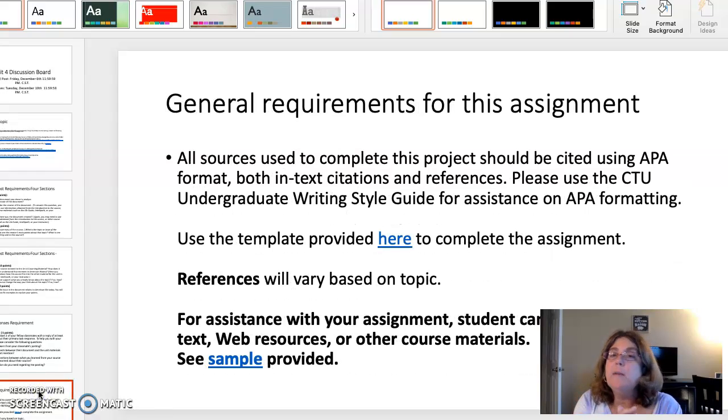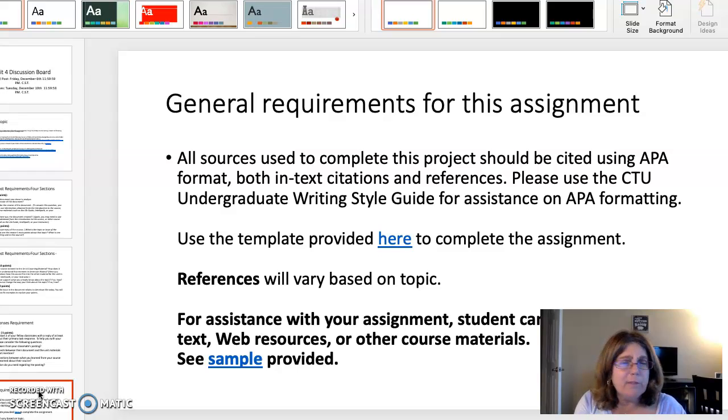So the general requirements for this assignment: all sources used to complete this project need to be cited using APA format. You need to use in-text citations, and you need to have a reference section listing your sources. Go to the undergraduate writing style guide for help. One of my first announcements is how to access it. So look at that. Okay.